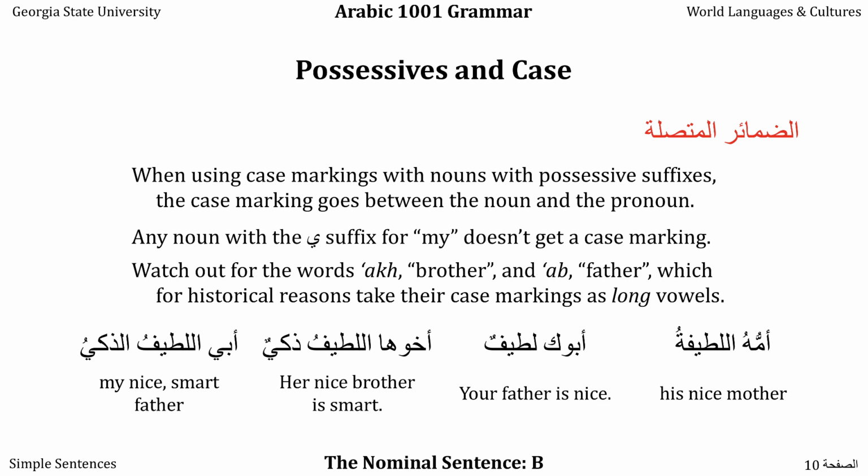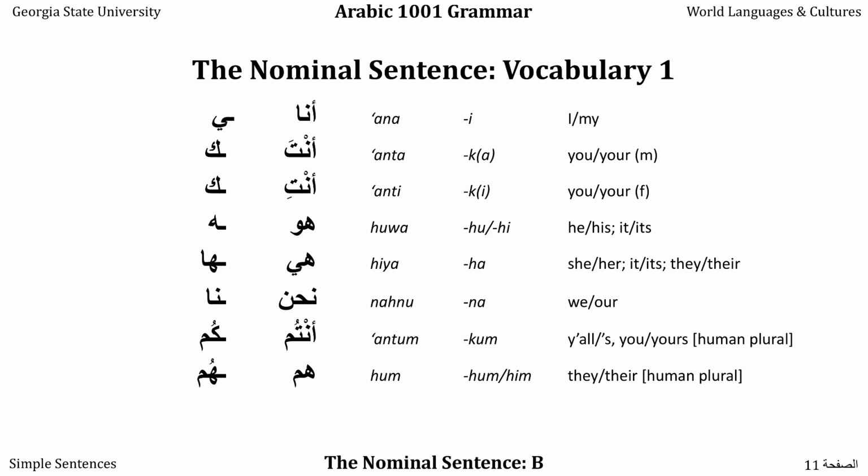Abi, my father. We don't have to bother with the case marking because it has the long vowel E ending. Abi al-latif, my nice father. And then adheki, another definite adjective, makes the whole thing a phrase rather than a sentence: my nice, smart father. I could go on for quite a while about case and case markings, but the important takeaways here are that the possessive suffixes for each pronoun render its noun definite, and therefore that noun may not have alif lam.